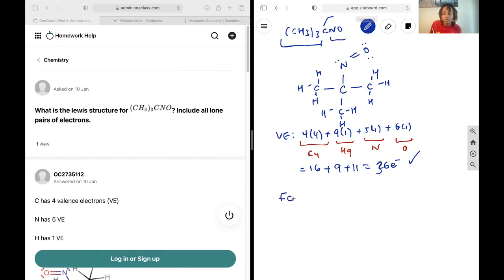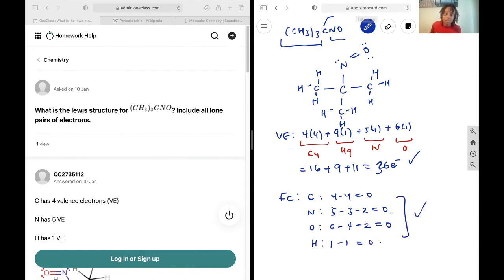And we can double check formal charge on each of the carbons. They have made 4 bonds. We're going to have 4 minus 4 equal to 0. On the nitrogen, it has made 3 bonds and 1 lone pair. So that is going to be 5 minus the 3 bonds minus the 1 lone pair, giving us 0. And then on the oxygen, we will have 6 minus the 4 lone electrons minus the 4 over 2 electrons, so 2, giving us 0. And on each of the hydrogens, they have 1 valence electron and 1 electron in the bonding pair, giving us 0. So our formal charges make sense, our valence electrons make sense, so this is the correct structure.